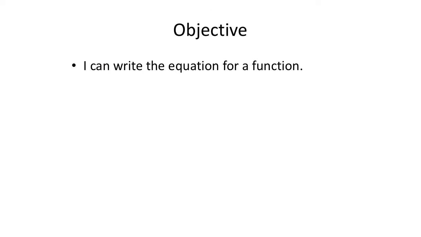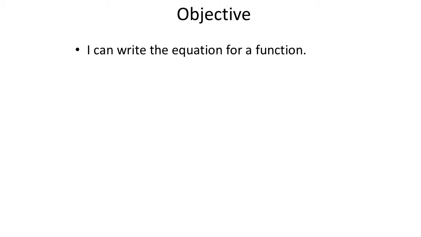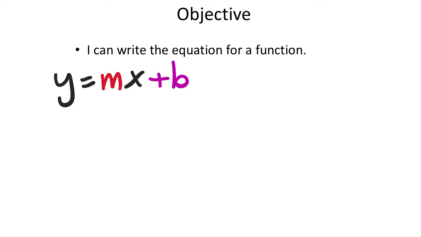All right, there's our objective. Just take 30 seconds to write this down. I can write the equation for a function. All right, equations for functions is still going to look like slope-intercept form, right? So you got y equals mx plus b, like this.